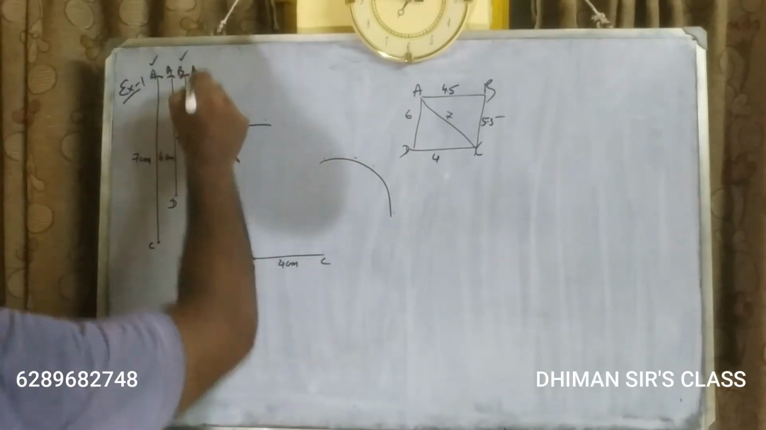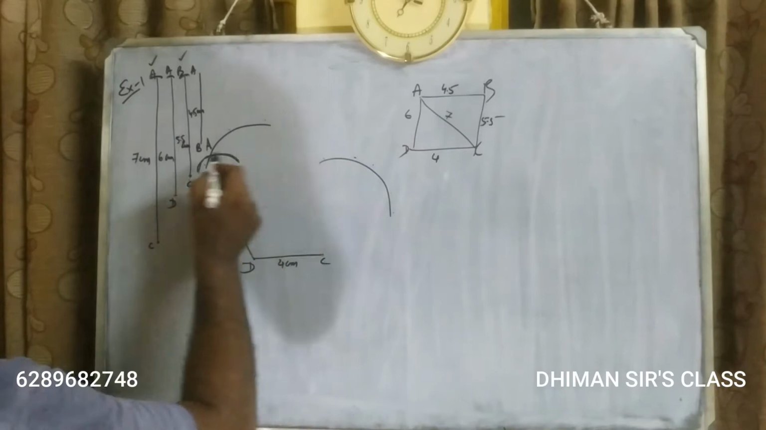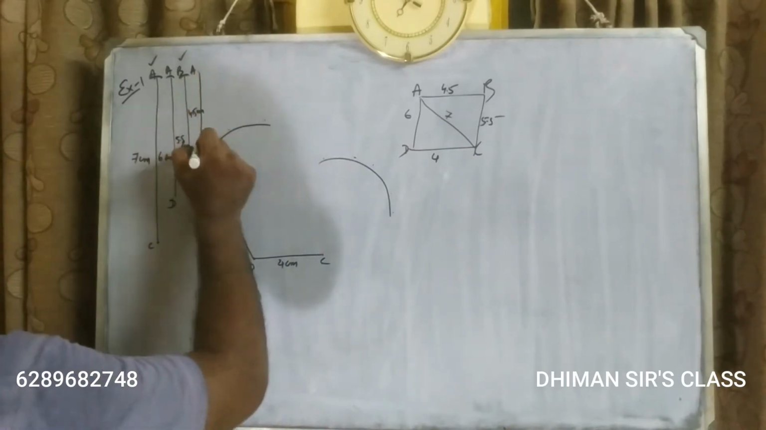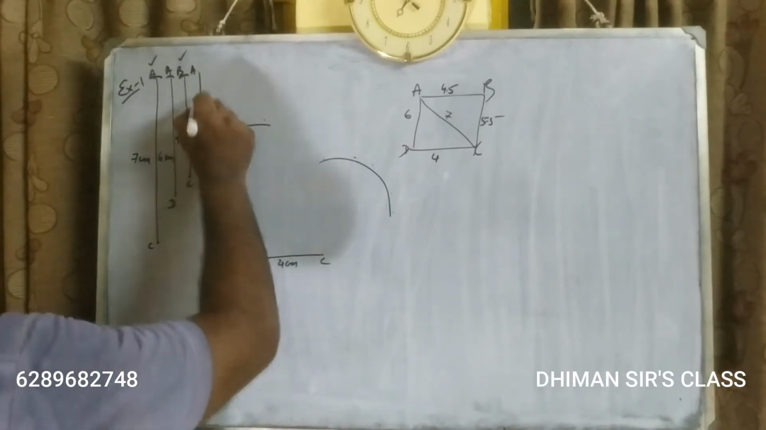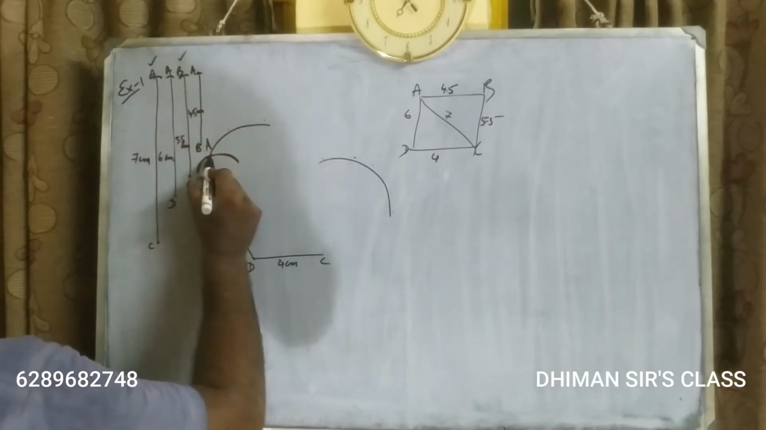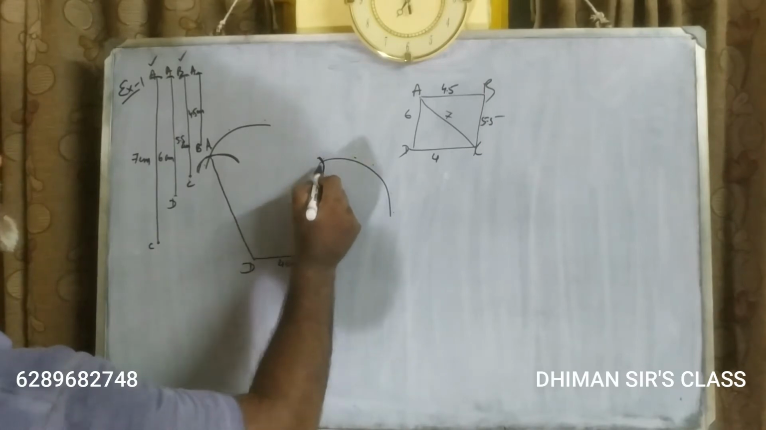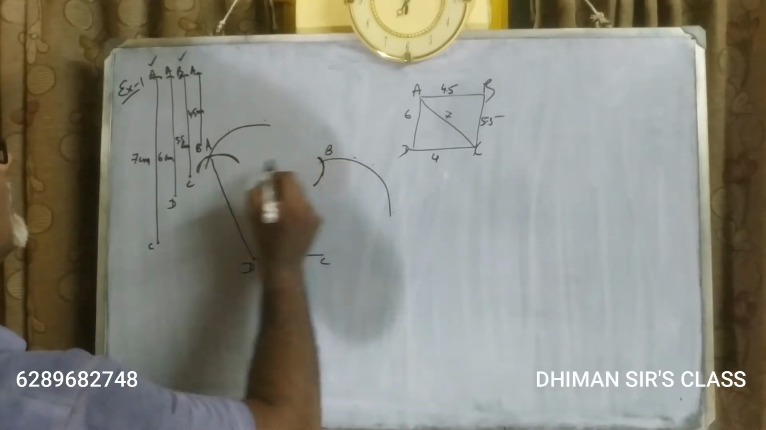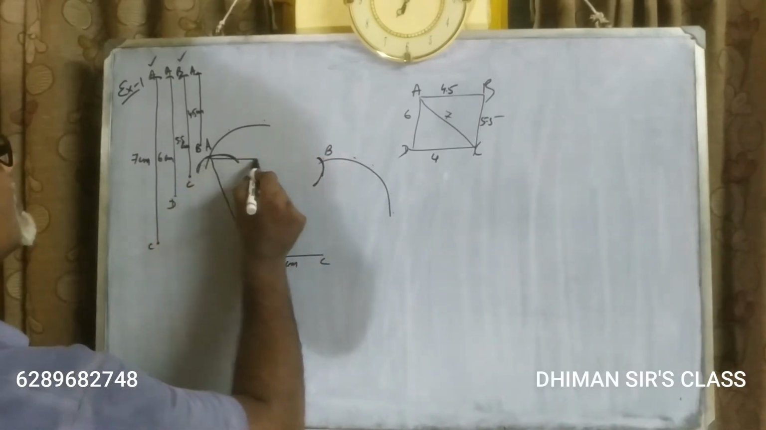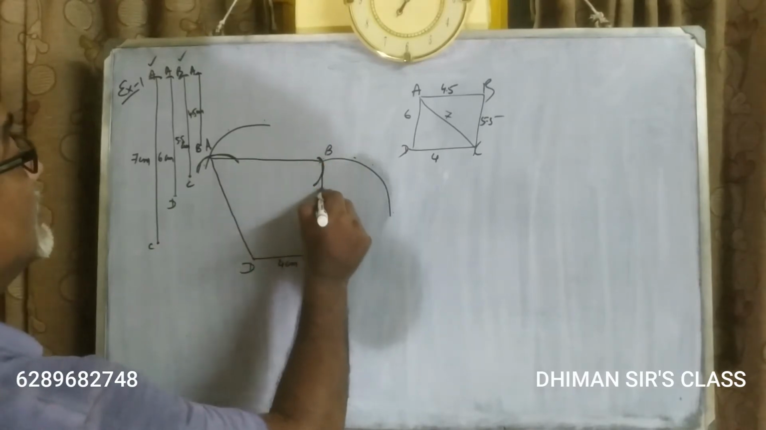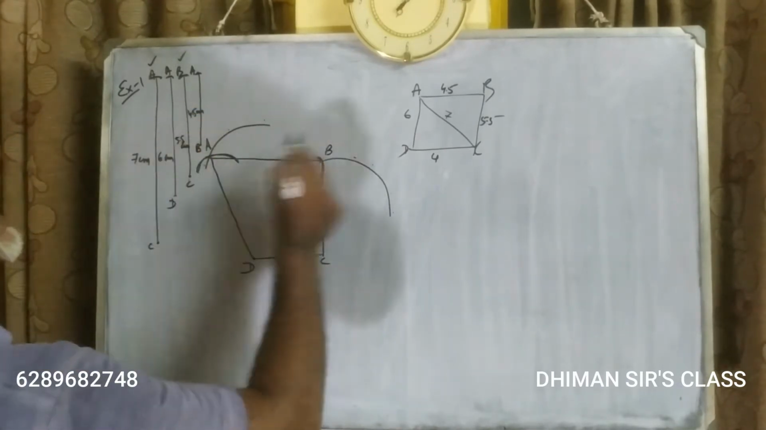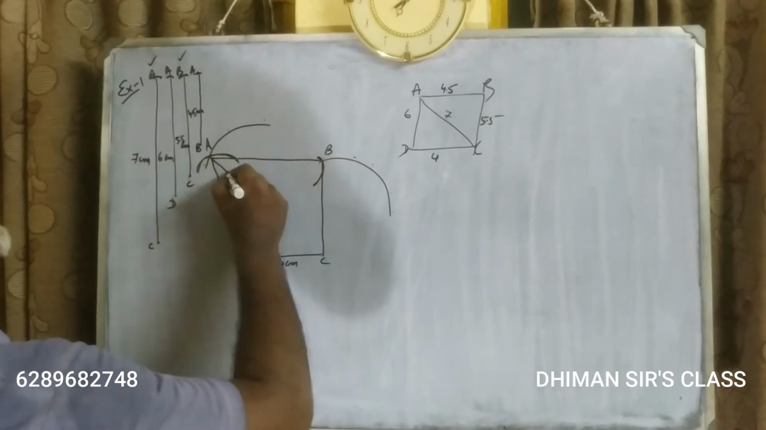So see where B is, we don't know. A we got. So AB. Take this measurement, put the needle here, draw an arc like this, put the needle on A, draw an arc like this. That means B is lying here. Now with the help of a pencil and scale, join this, and AC was also given, so therefore join this.